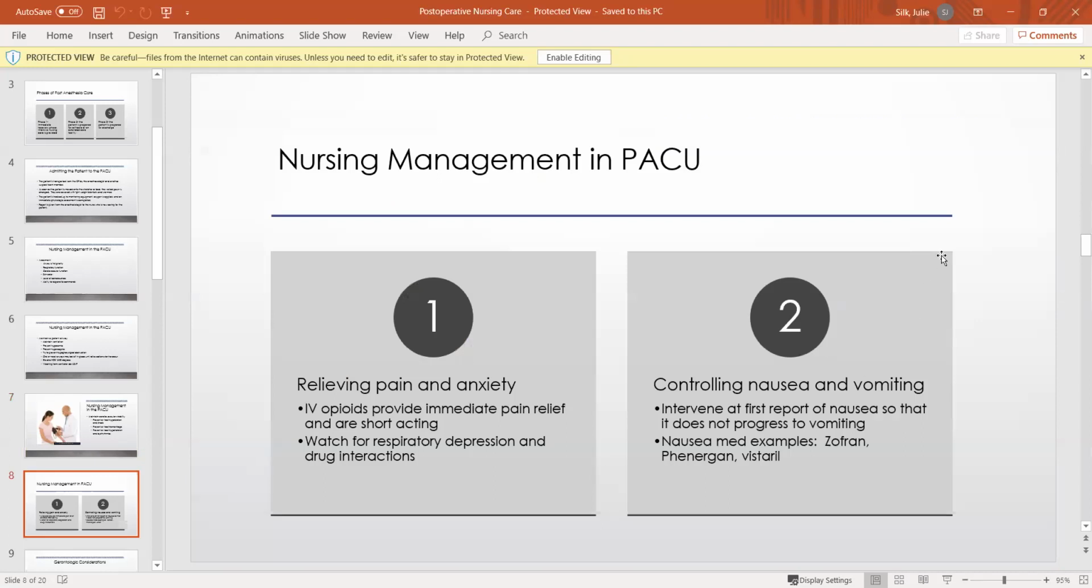Other things that we're going to be concerned about, we want to relieve pain and anxiety. Typically as people wake up in the recovery room, they're always like, oh, I'm in so much pain. So that's a big concern for patients, and we want to make sure we take care of that. IV opioids are going to be our primary thing that we do for pain relief. We want to watch for respiratory depression and drug interactions with those. We start with IV opioids because they provide quick relief and are short acting.